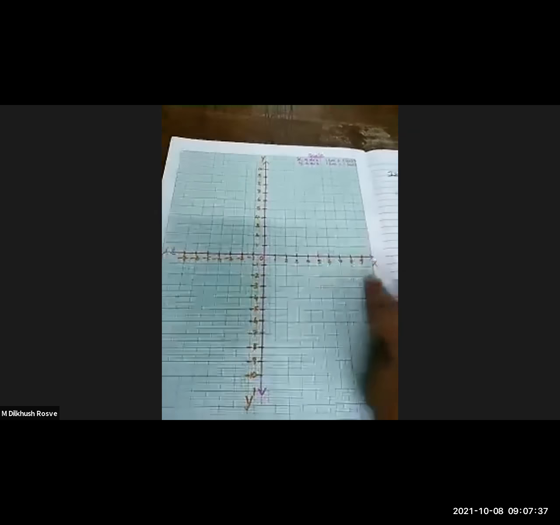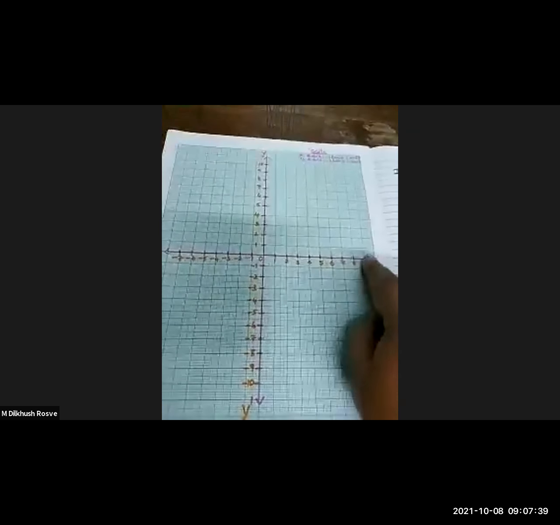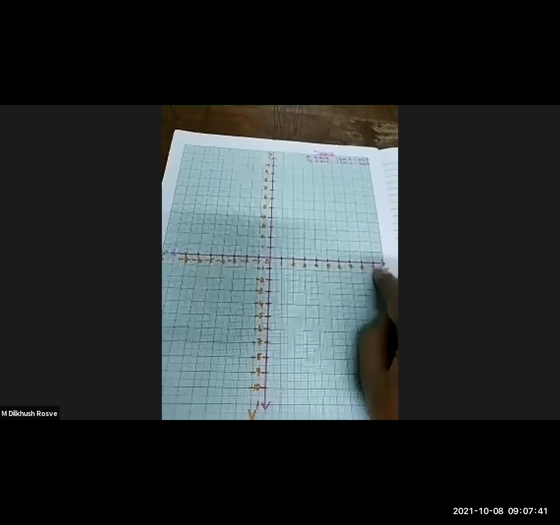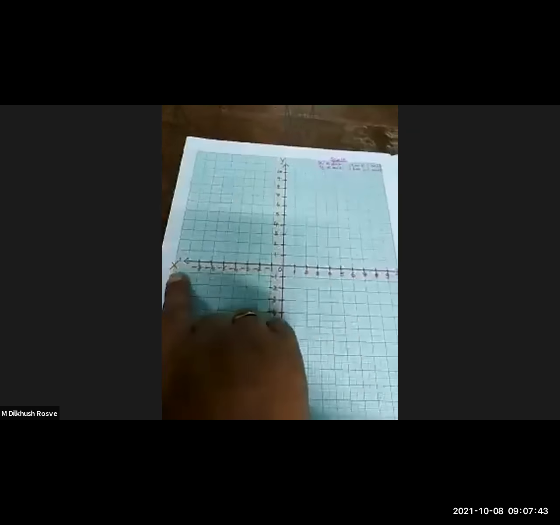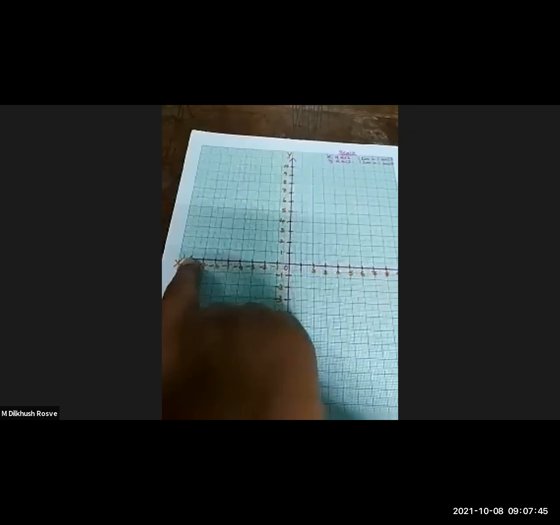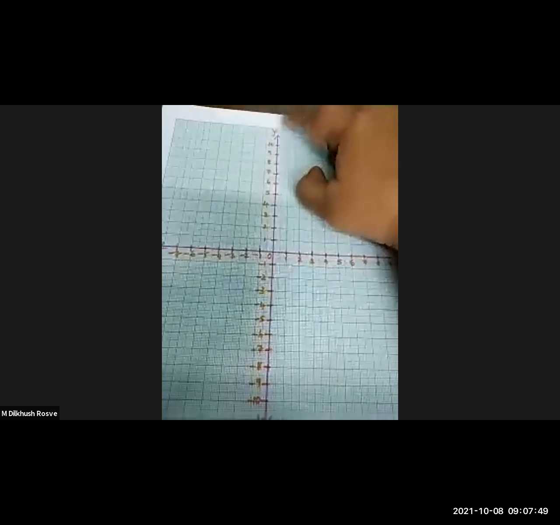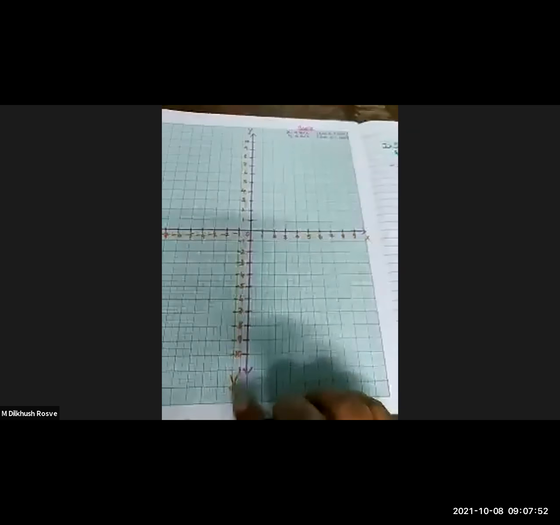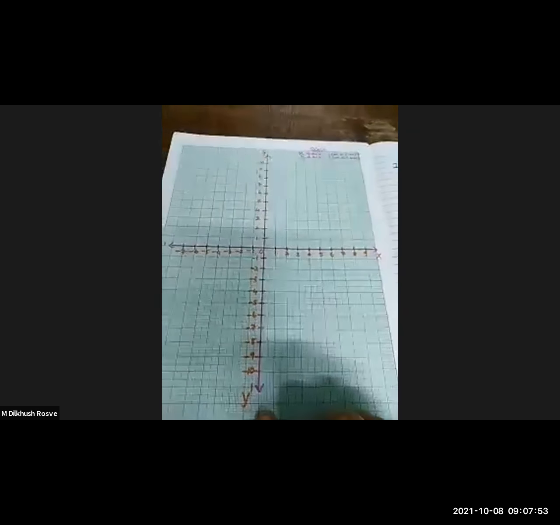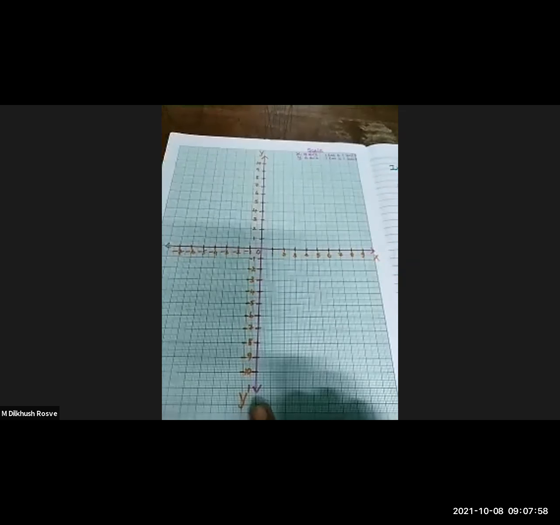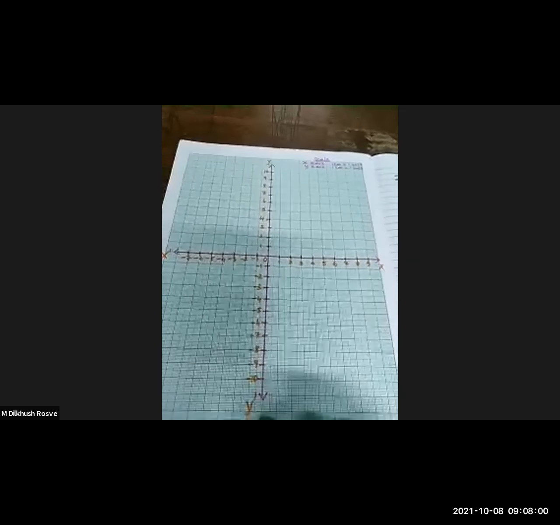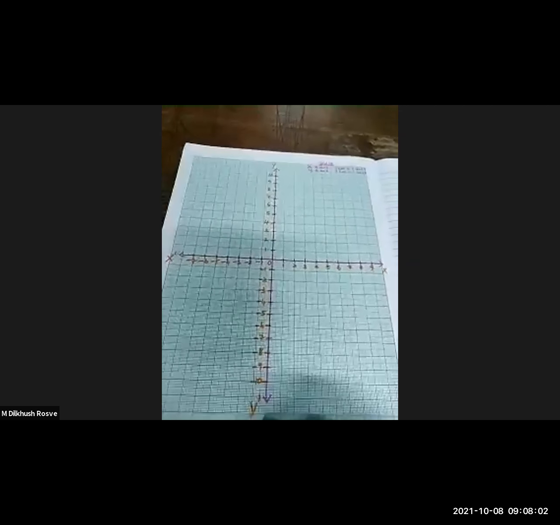So on the x-axis positive side, please write X. Capital letter X you have to write. And here capital letter X dash, that means it is on the negative side. And here Y, capital letter Y you write. And here Y dash, you write like this. Please write in capital letters. If you are not writing capital letters, then you will lose marks there. Is it clear, children?